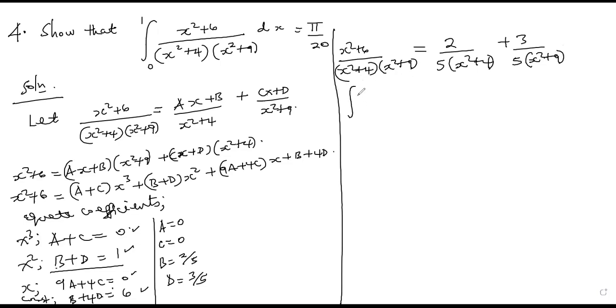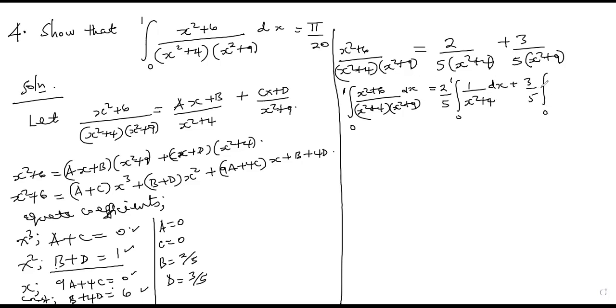So that the integral of 0 to 1 of x squared plus 6 out of x squared plus 4, x squared plus 9 dx is going to be equaling to 2 over 5 integral from 0 to 1 of 1 over x squared plus 4 dx, then plus 3 out of 5 integral from 0 to 1 over x squared plus 9 dx.